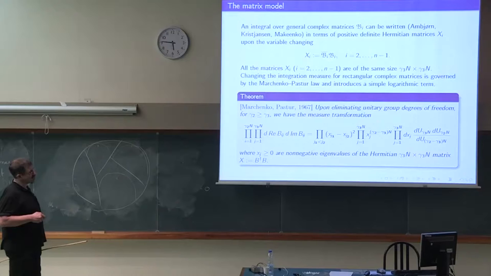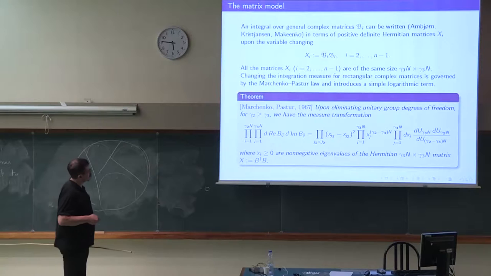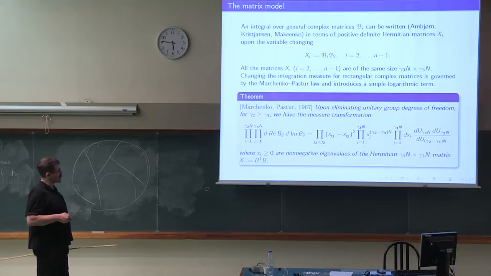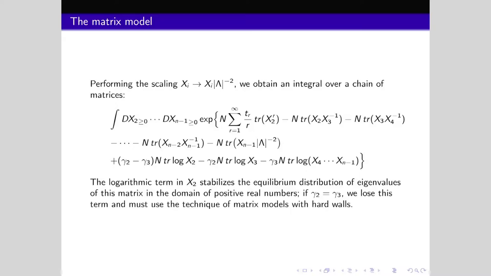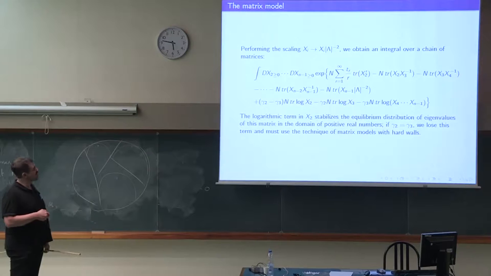So the only difference from the known case of a quadratic matrix is the appearance of this term. And here is a unitary matrix that we just forget about. So here xj are now non-negative eigenvalues of this Hermitian matrix, and this actually leads us, after the scaling transformation of this sort, to finally come to the integral over a chain of Hermitian matrices of the same size, and this chain of matrices has the following form.